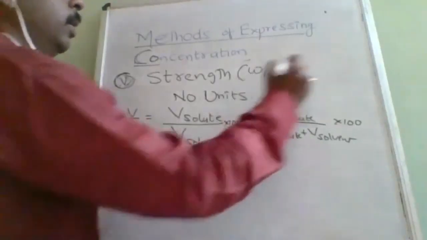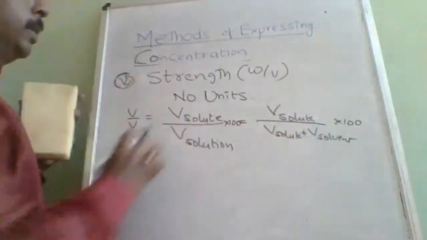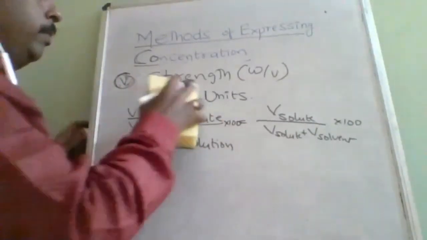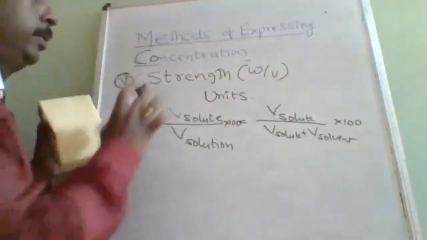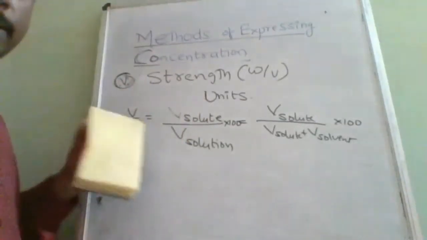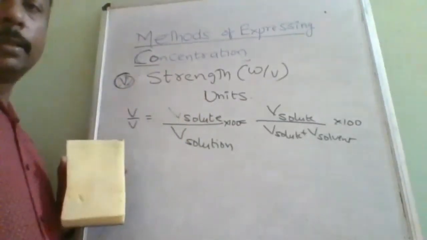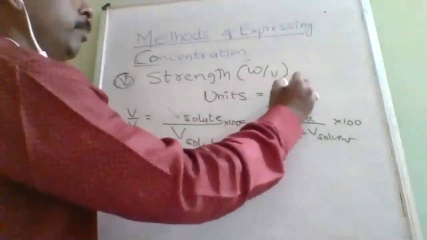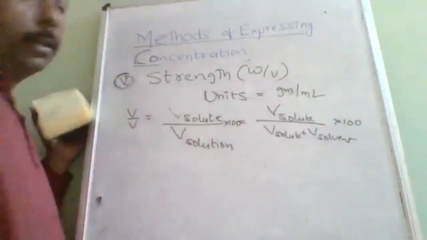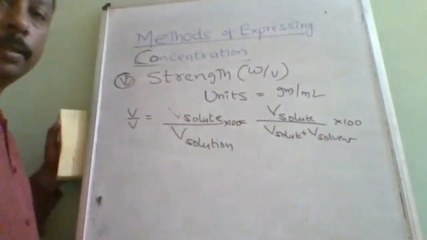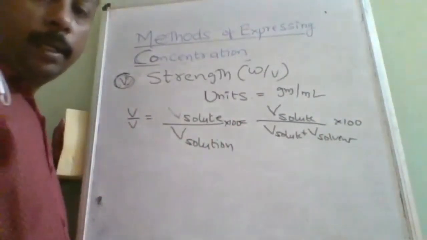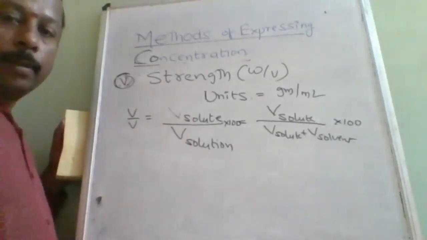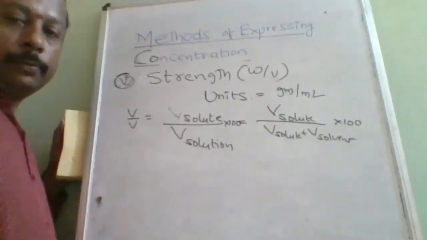Mass volume fraction is also called strength. Now, will there be units or not? You have to be very careful with units. The units of concentration are dangerous, especially the units of strength, because they are more confusing. The units are gram per milliliter. Have you ever seen this type of unit? Have you seen gram per milliliter as the unit of anything else?